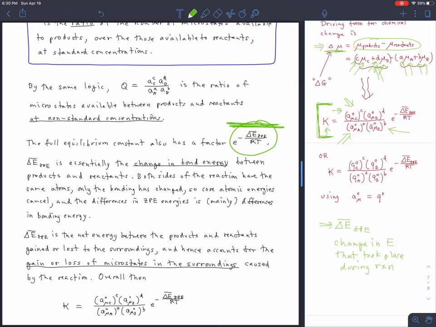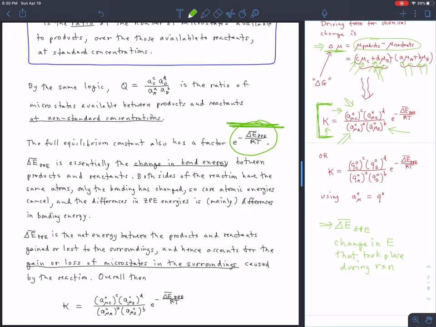That's going to raise the number of microstates in the surroundings. Likewise, if delta E is positive, then that's the amount of energy gained by the system at the expense of the surroundings, and therefore represents or keeps track of the number of microstates lost by the surroundings. So you can see just by looking at it how it's related, at least, to the change in the number of microstates in the surroundings.